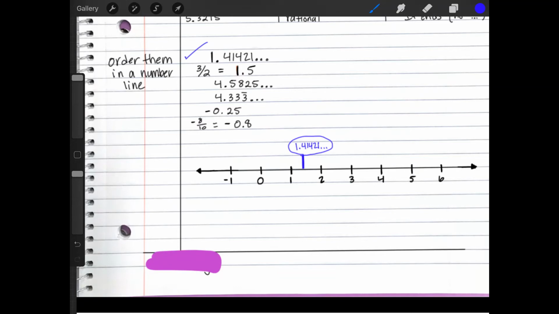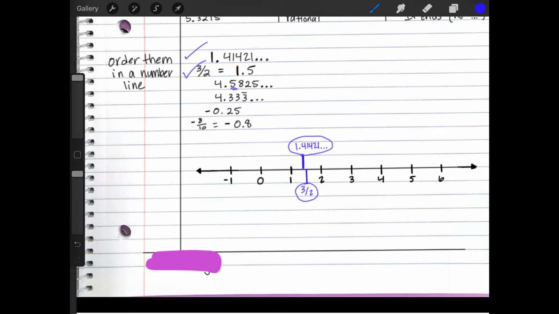Okay, so that's done. 1.5, I know that's exactly in between 1 and 2. So I'm going to try my best to put it right in between both of them. And I'm going to put 3/2, right? Let's put 3/2, because that's what the question is. 3/2. Okay. It's done with that.